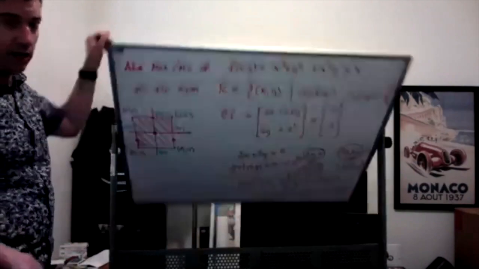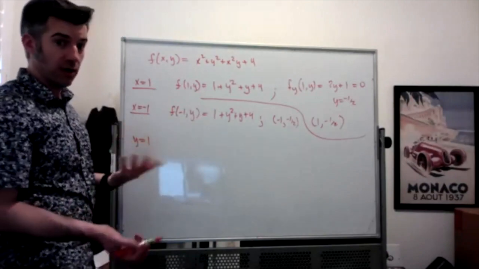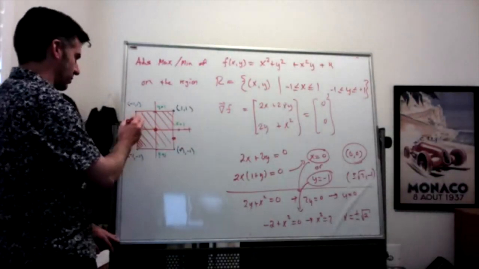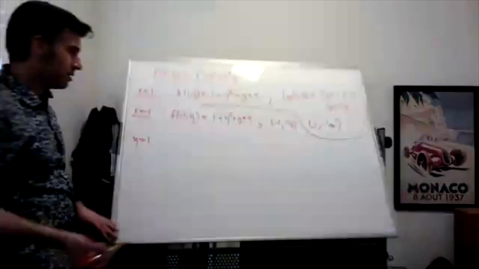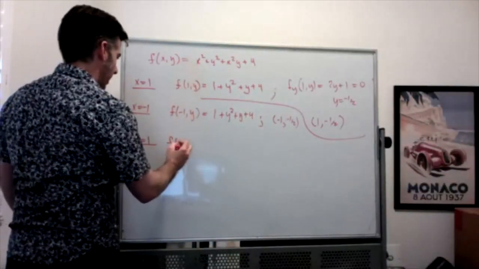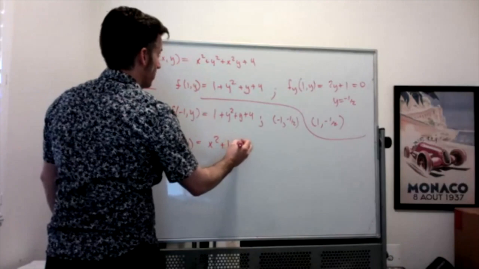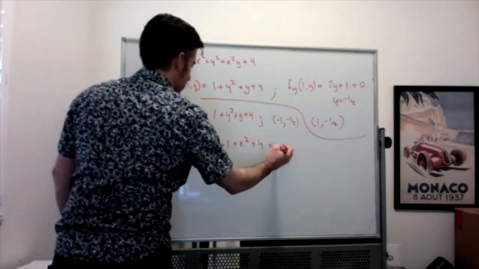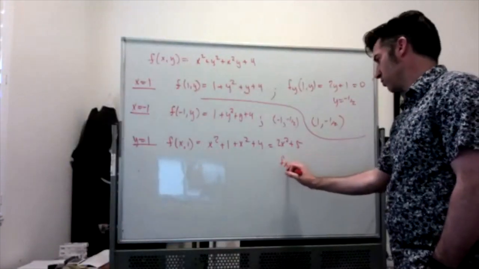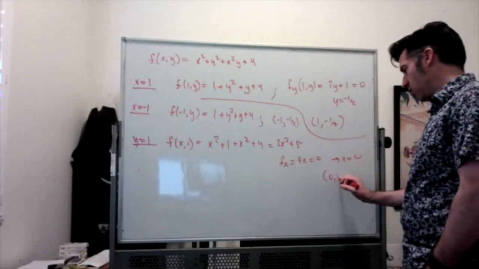And then finally, setting y equal to one of the walls. My walls are y equals 1, y equals negative 1, x equals 1, x equals negative 1. Good job. Okay, so setting y equal to 1, we're going to get f of (x, 1) equal to x squared plus 1 plus x squared plus 4, which is 2x squared plus 5. If we take the derivative of that, we get 4x, and set that equal to 0, we get x equal to 0. So you get the critical point (0, 1).